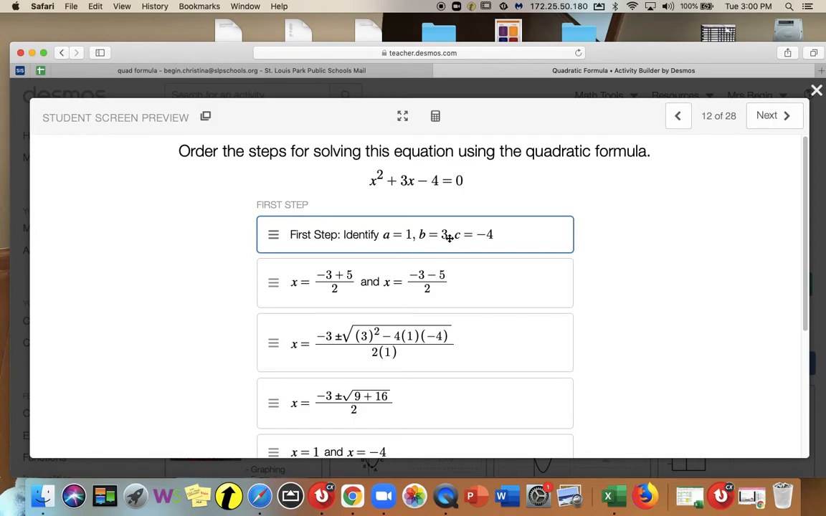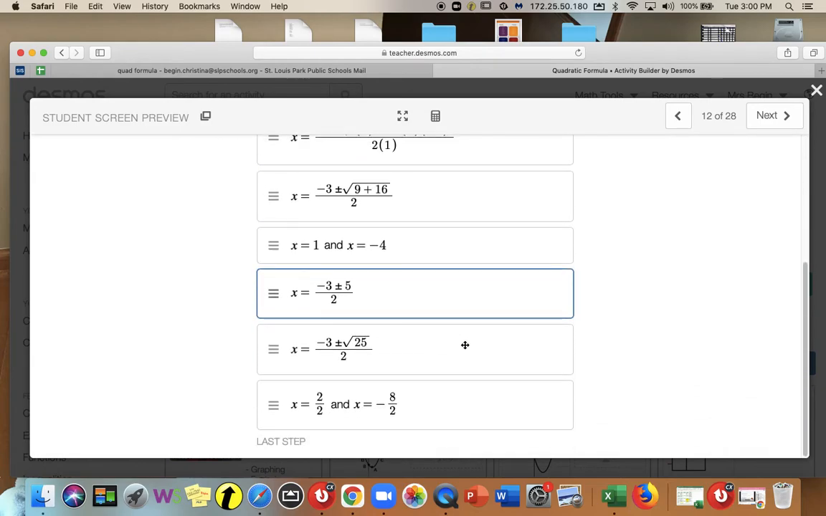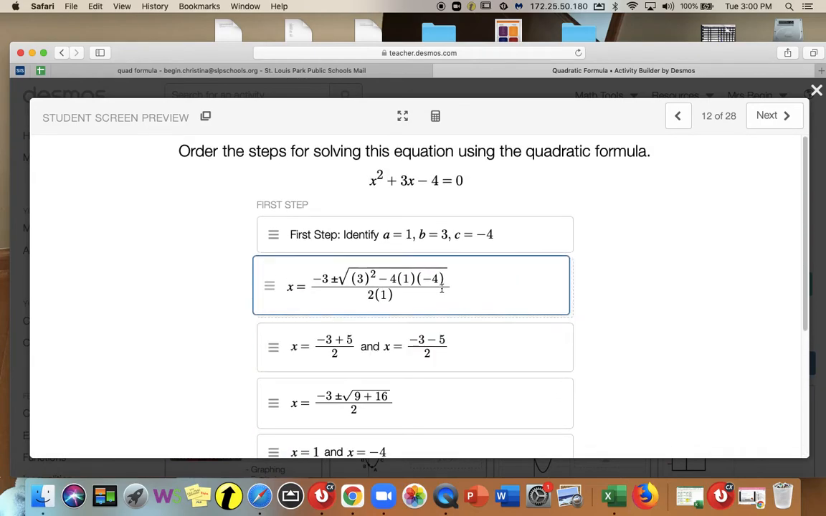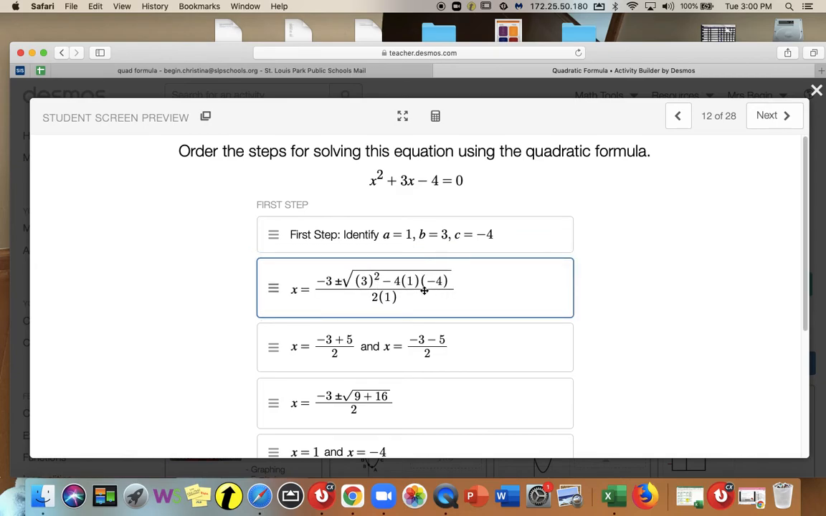Second step is we're going to plug into the quadratic formula. So x equals opposite b plus or minus the square root of b squared minus 4ac all over 2a. This one right here shows us plugging in a, b, and c. So notice the opposite of 3 is negative 3, plus or minus the square root of 3 squared minus 4 times a, which is 1, times c, which is negative 4, all over 2a. This is plugging in. The next step is we start to solve it.